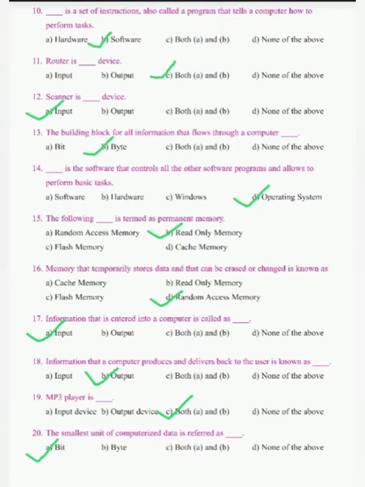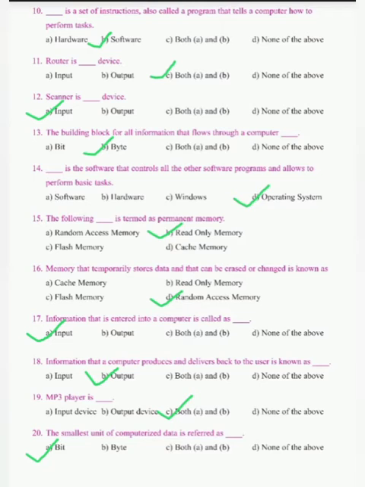Memory that temporarily stores data and that can be erased or changed is known as A. Cache memory. B. Read-only memory. C. Flash memory. D. Random access memory. Answer: Random access memory.